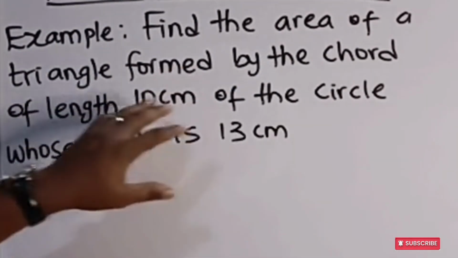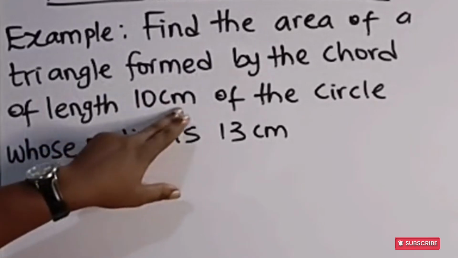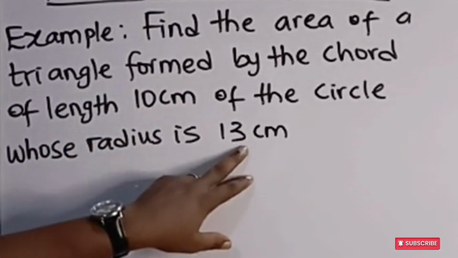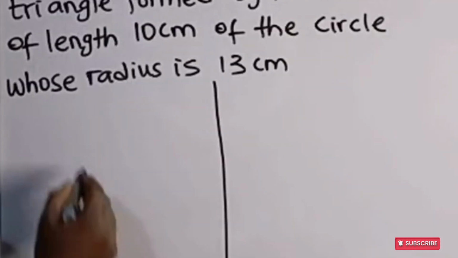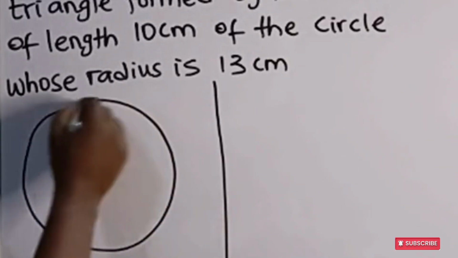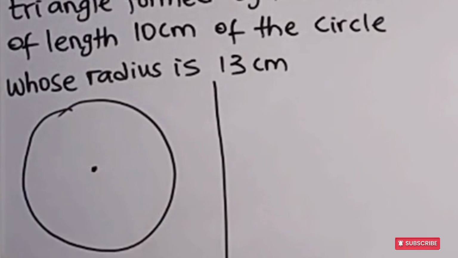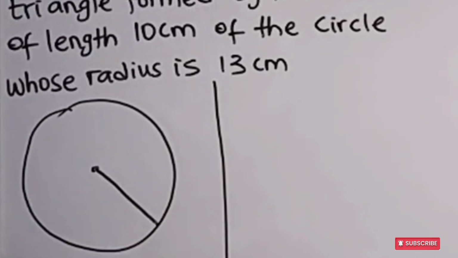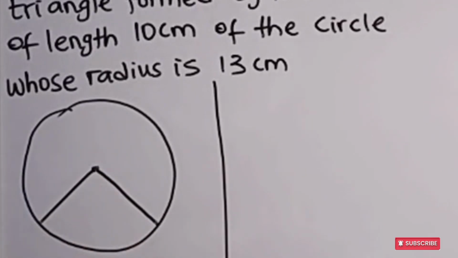So we are told to find the area of a triangle formed by the chord of length 10 cm of the circle whose radius is 13 cm. Okay, so let's draw this situation here. So we have a circle. This is the center point. From the center, you have the radius this way, and we have the radius this way.